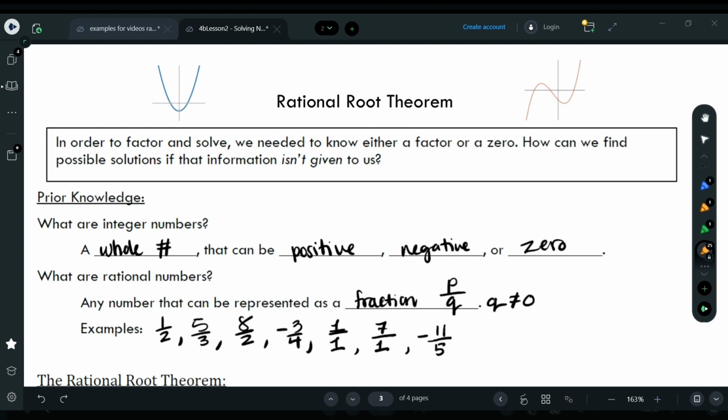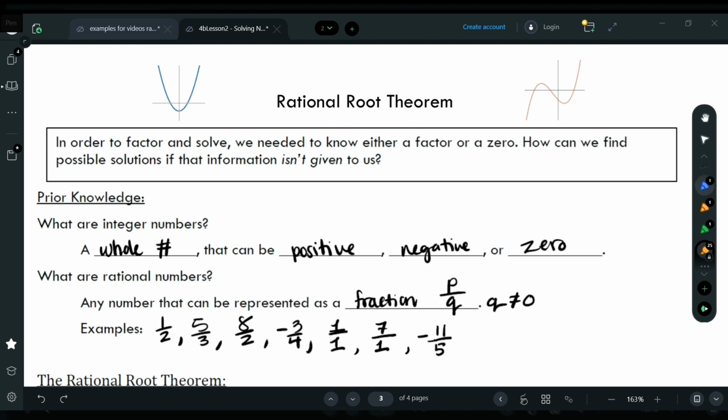Let's see. In order to factor and solve, we needed to know either a factor or a zero. Remember, zero means a solution. So here's the question that the rational root theorem is going to help us with. How can we find possible solutions if that information isn't given to us?